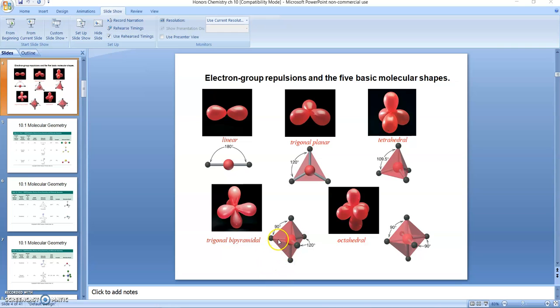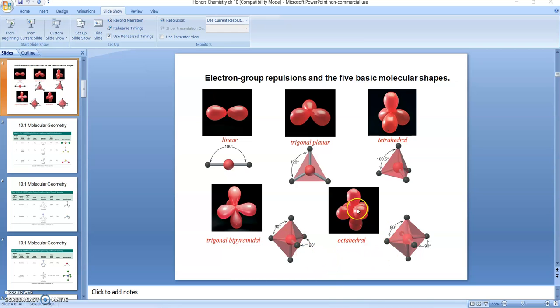So if you have a lone pair, you're going to put the lone pair on an equatorial position, one of these three, not on an axial position. If you have two lone pairs, both of them go equatorial, and so on. Okay, so that's important to realize. It's going to matter for the shape of the molecule where you put it.